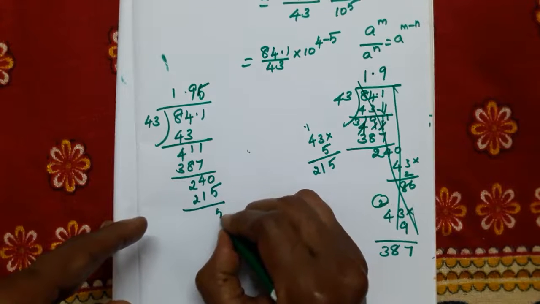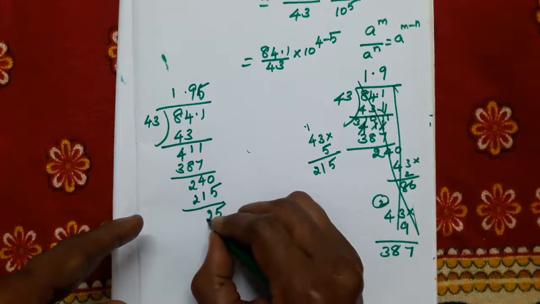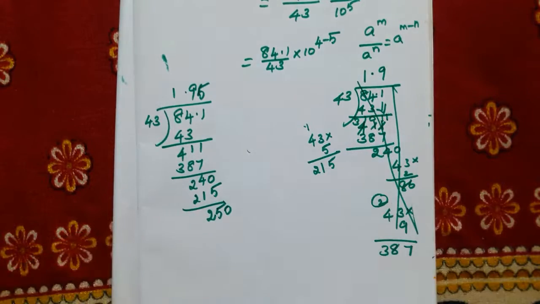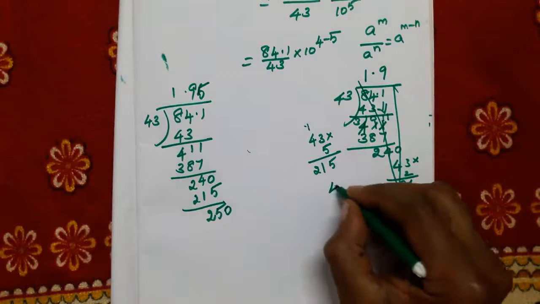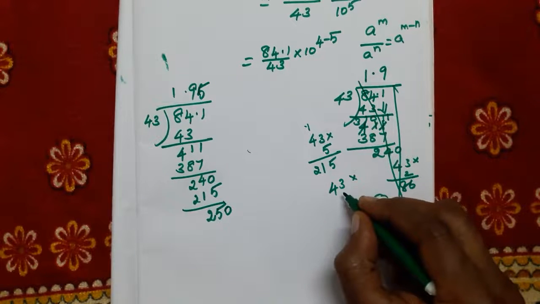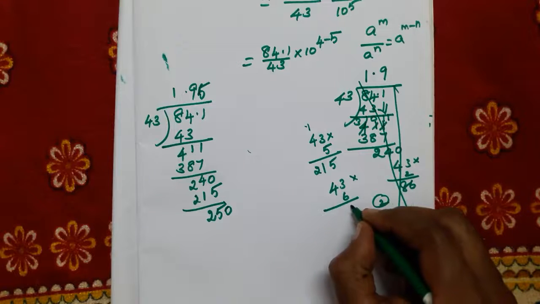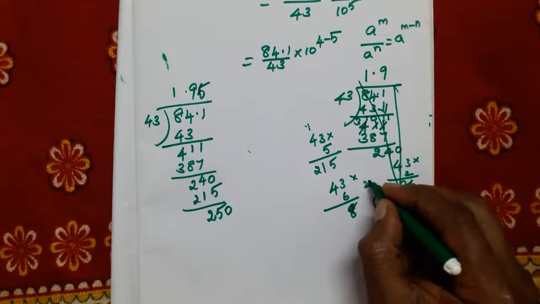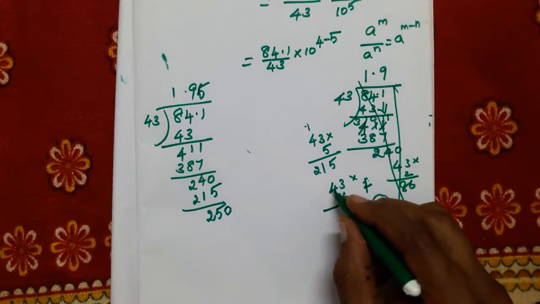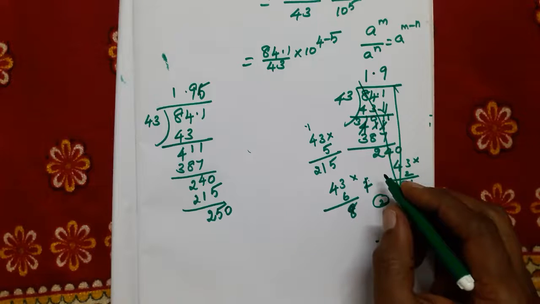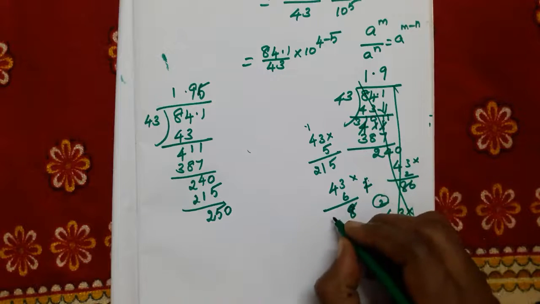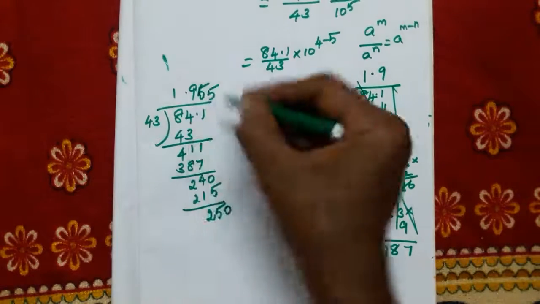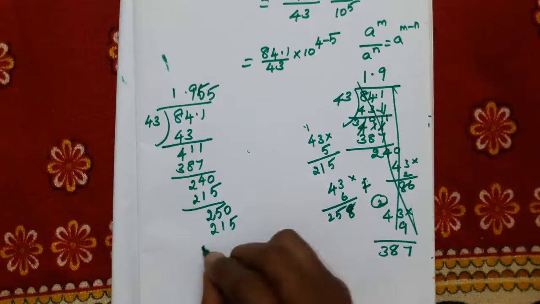Next, subtracting: 10 minus 5, 5. Here 3 minus 1, 2. 25. Again we include 0. How many times will it go? 5 or 6 times? 6 times means 6 3s are 18, 1 balance. 6 4s are 24, 24 plus 1, 25. 258. It is greater than 250. So again 5 times we get 215.